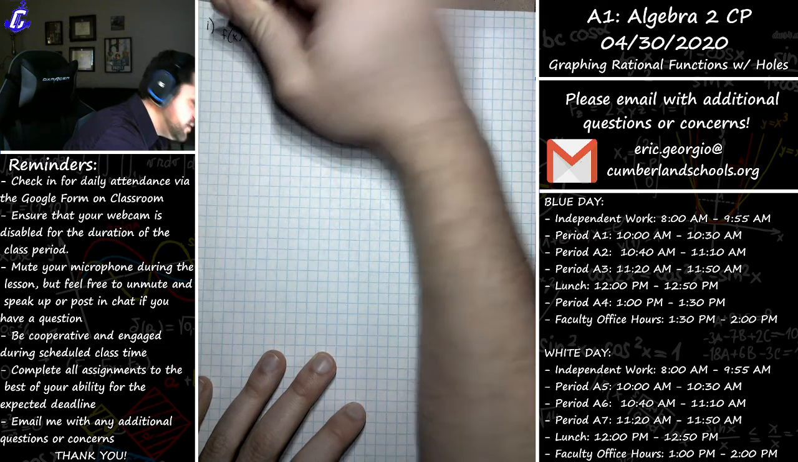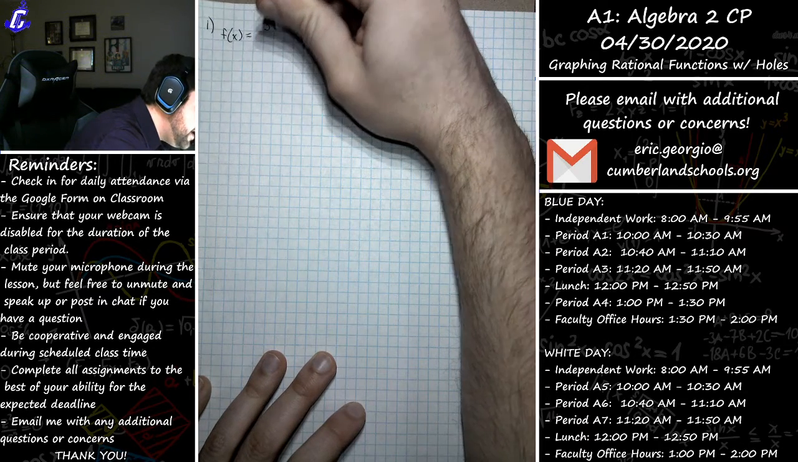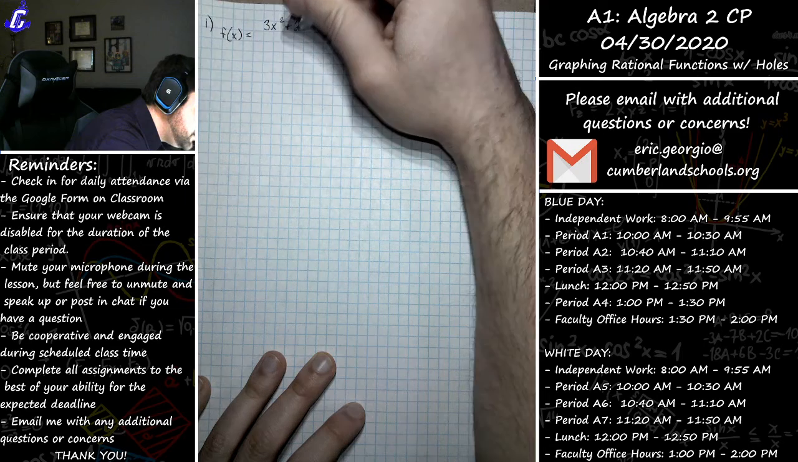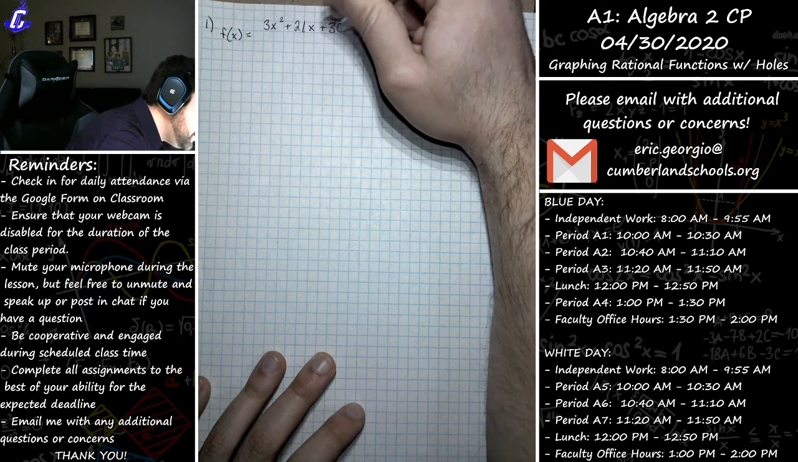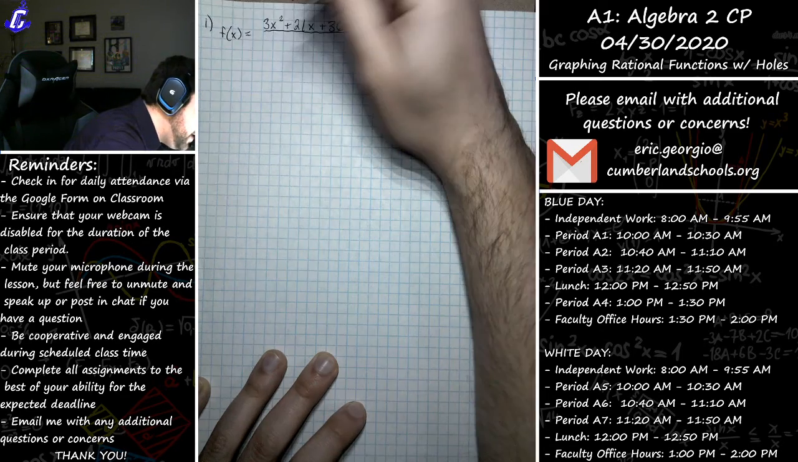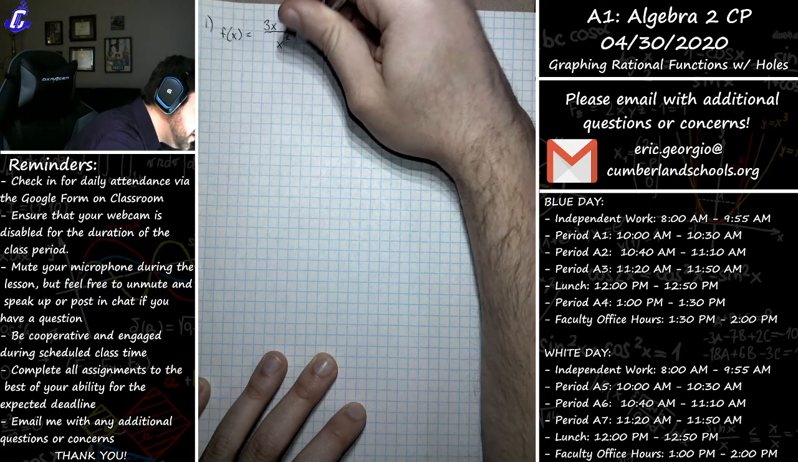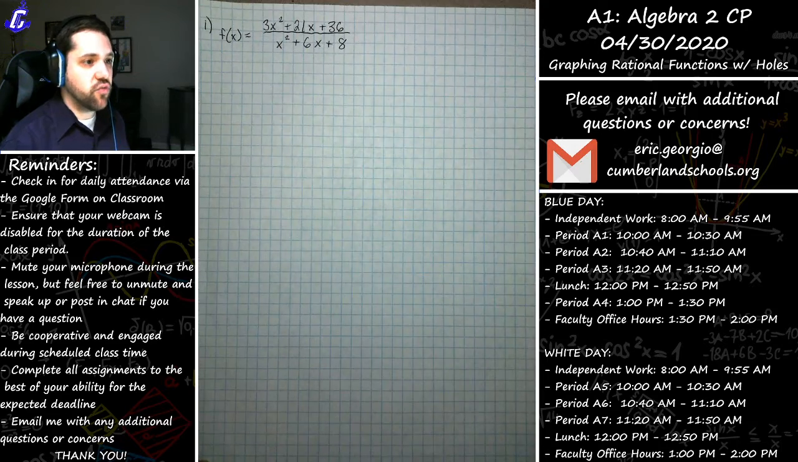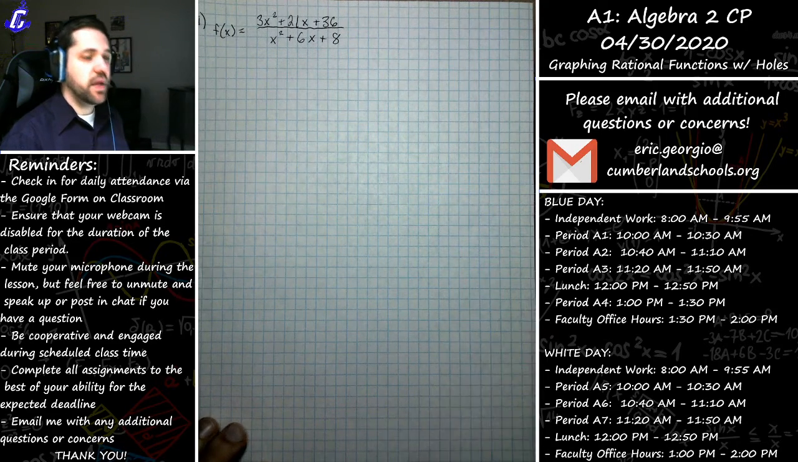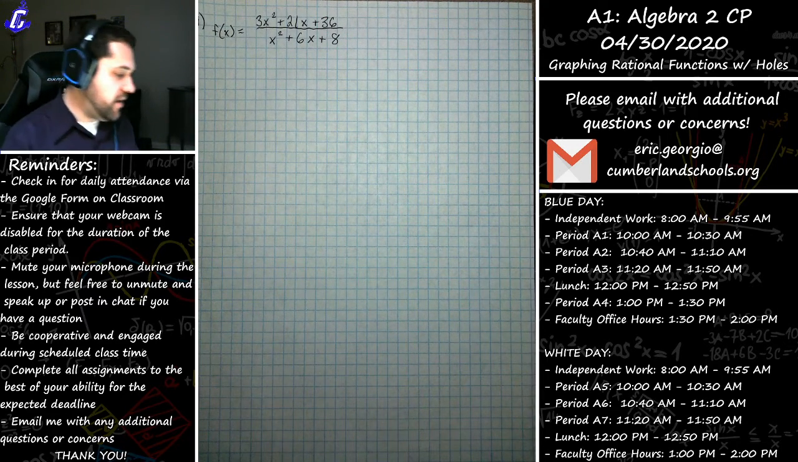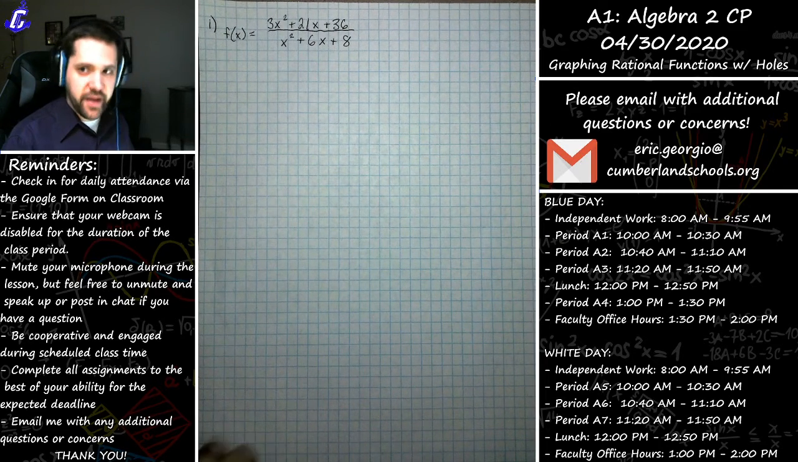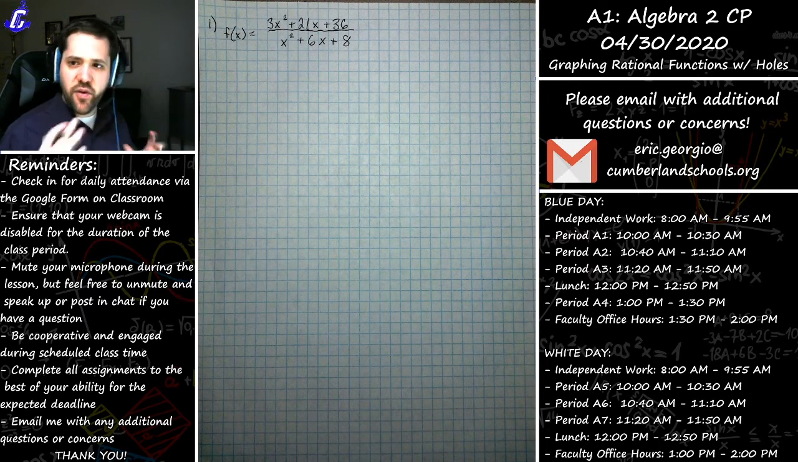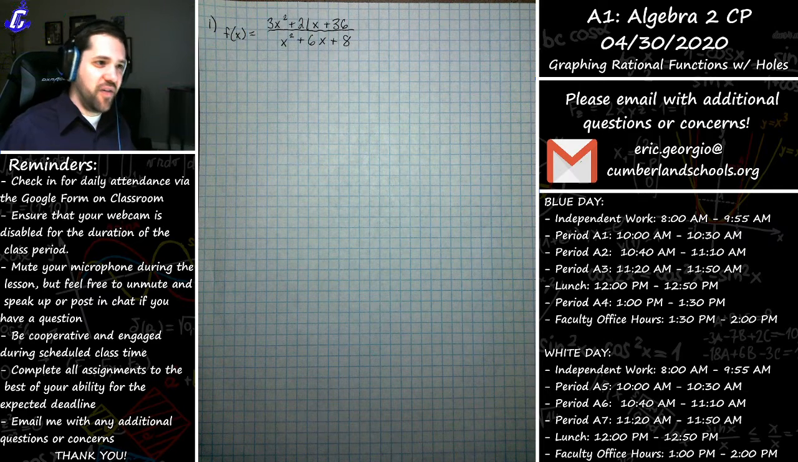Start with this function. We've got 3x squared plus 21x plus 36, all divided by x squared plus 6x plus 8. And I want to go ahead and sketch a graph of that rational function. Well, hopefully you can think to yourself, that looks crazy. That's difficult. It's annoying. It's confusing. It's got all these terms everywhere. Let's see if we can factor and simplify before diving right in.